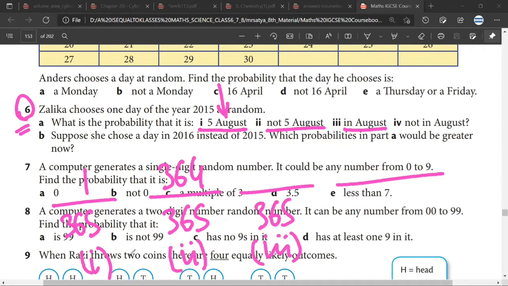No, sir. I checked the calendar. It's 30 only. No, sorry, I checked again. It's 31. Is it okay? Yes, sir. So, not in August. Have you understood? Understood, sir.